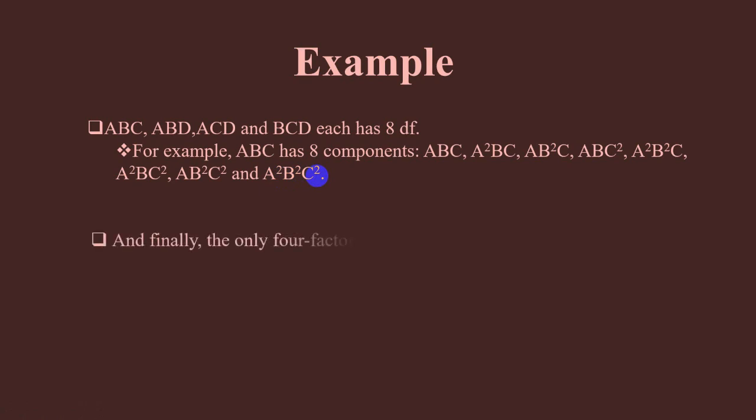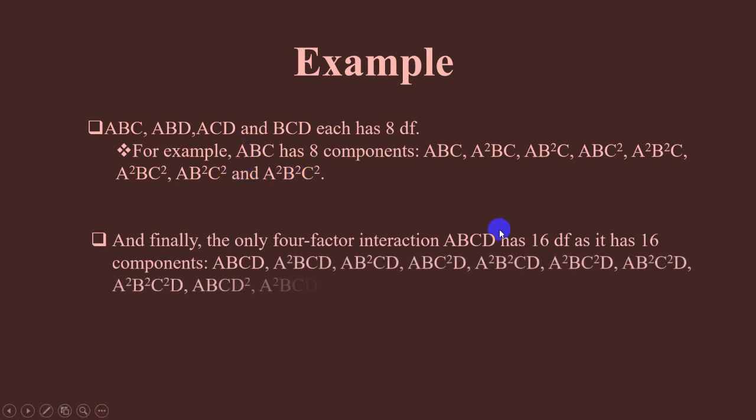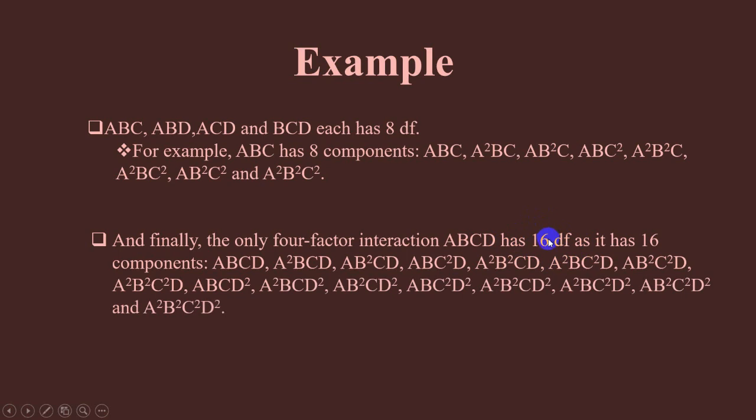And finally, the only four factor interaction, because it is a 3 raised to 4 factorial design, so we have four factors, so there will be only one 4 factor interaction ABCD, which will have 2 raised to 4 equal to 16 degrees of freedom, as it has 16 components, and these are those 16 components. How do we write these 16 components?